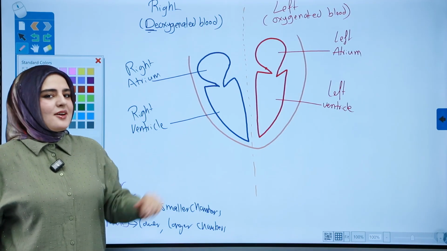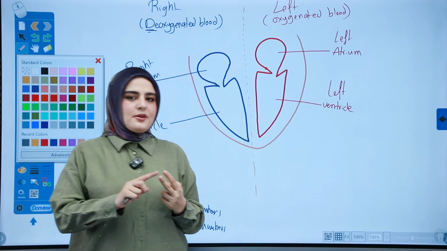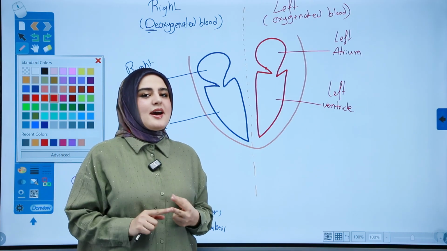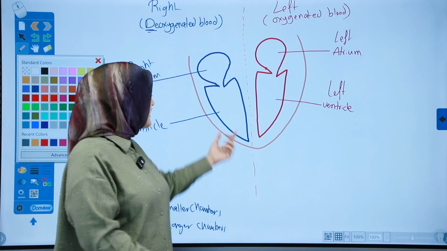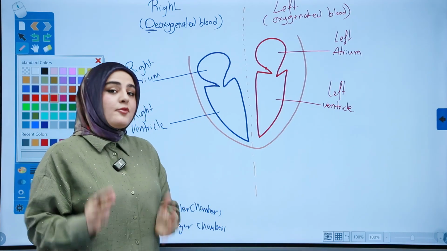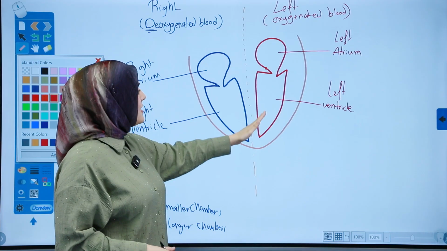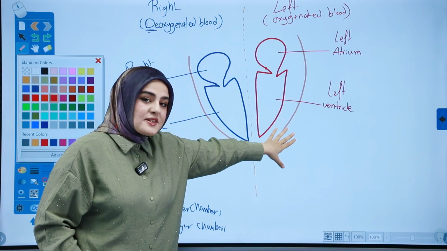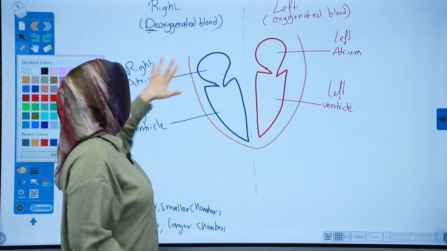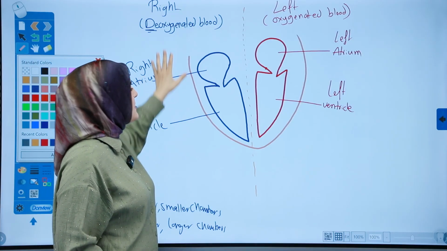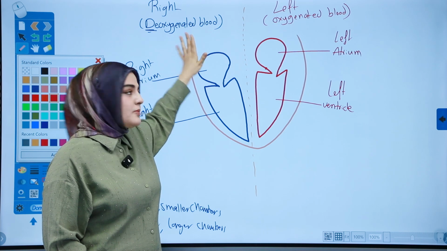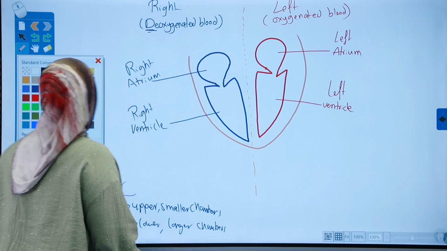Very good, right? We have two chambers. One of them is smaller on the upper side. We call it the atria. Another one is on the lower side and they're bigger. We call them ventricles. The sides are different. These are called the left atrium and ventricle, and this one is the right atrium and ventricle. The right side has deoxygenated blood and the left side has oxygenated blood.